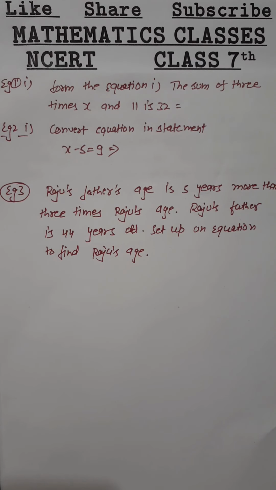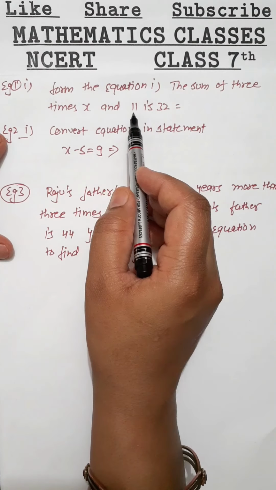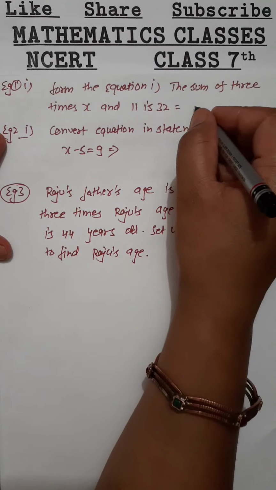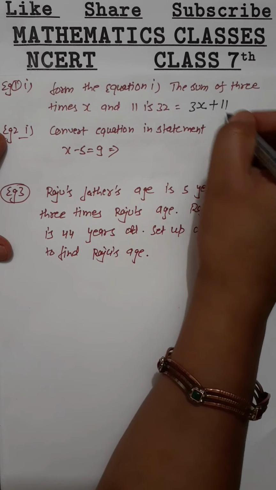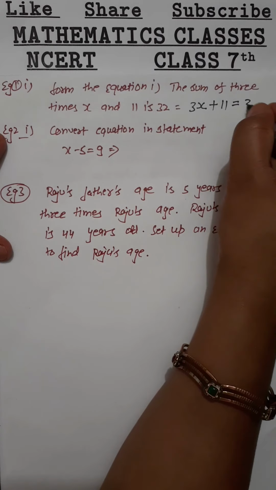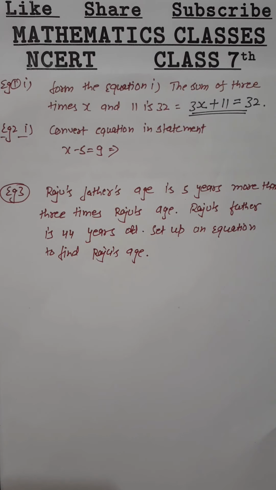Example 1. Form the equation. The sum of 3 times x and 11 is 32. 3 times x, plus 11, means equal to 32. The equation becomes 3x plus 11 equals 32. The next part you have to try yourself.